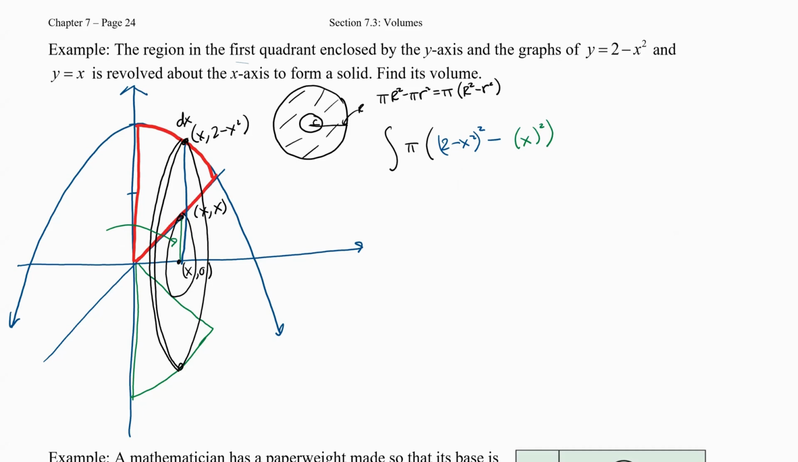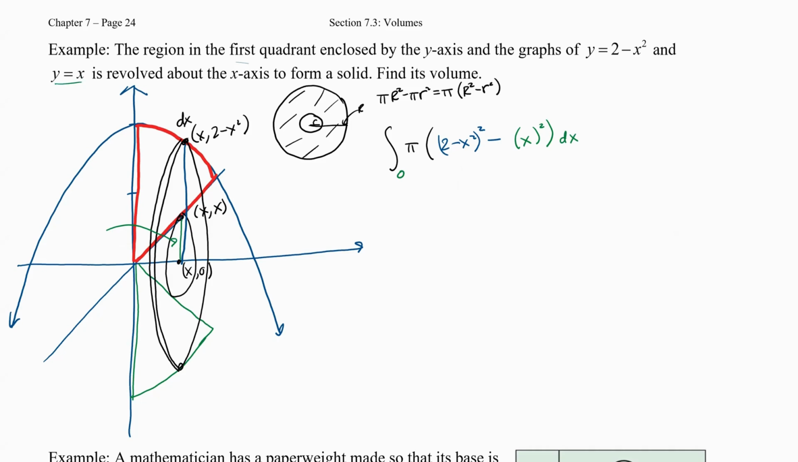The thickness of that, now it's not a disk because it has a hole in it. We call it a washer. The thickness of that washer is dx. And we want to do this from the lowest x value, which is at the y-axis, which is 0, to the highest x value. I'm not sure where that high x value is. We'll have to solve for it.